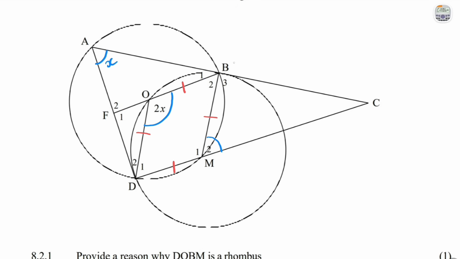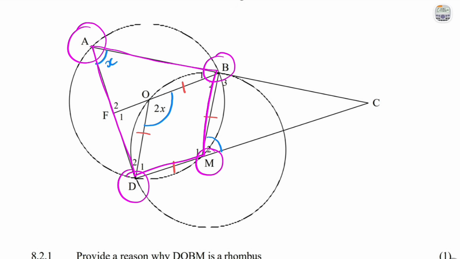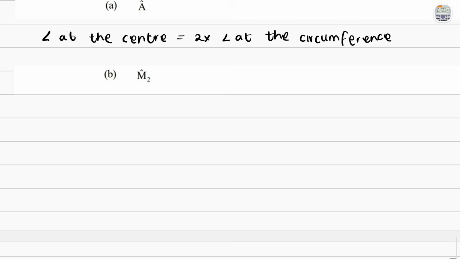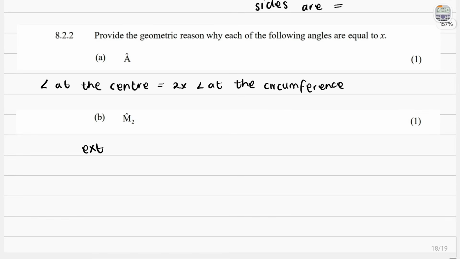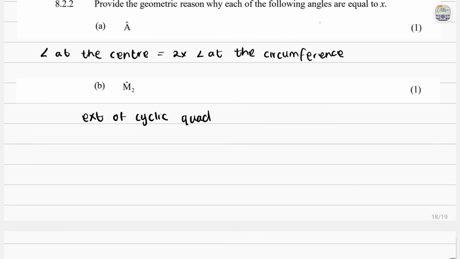If you look at this quad, and it's really ABMD, do you see how it lies? Each of the points lie on the circumference of this first circle. So it means that we have a cyclic quad here. And we know that in a cyclic quad, the exterior angle is equal to the opposite interior angle. That's the reason why. So we can say the reason this is equal to x is because the exterior angle of a cyclic quad is equal to the opposite interior angle. Of course, you don't have to write that in full. Moving on to the next question.